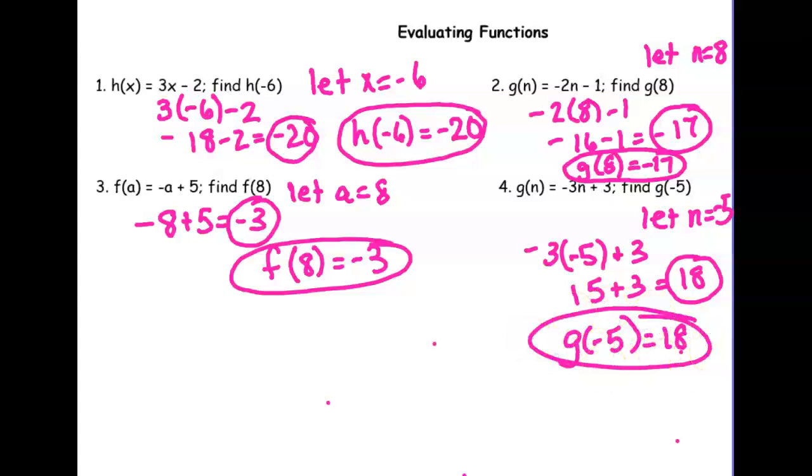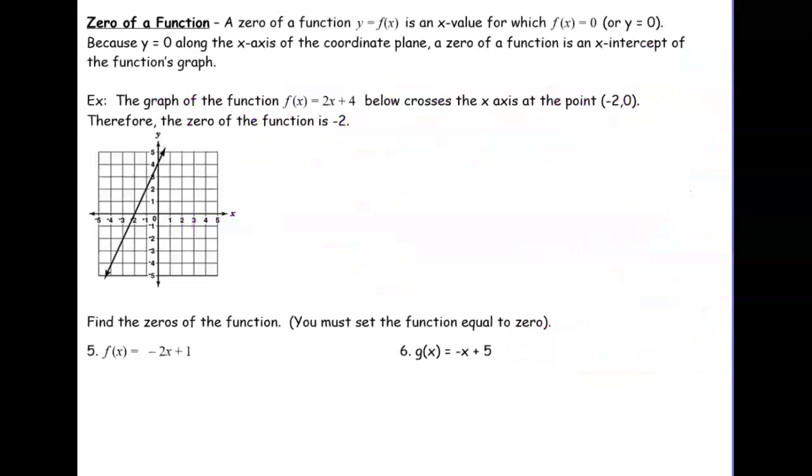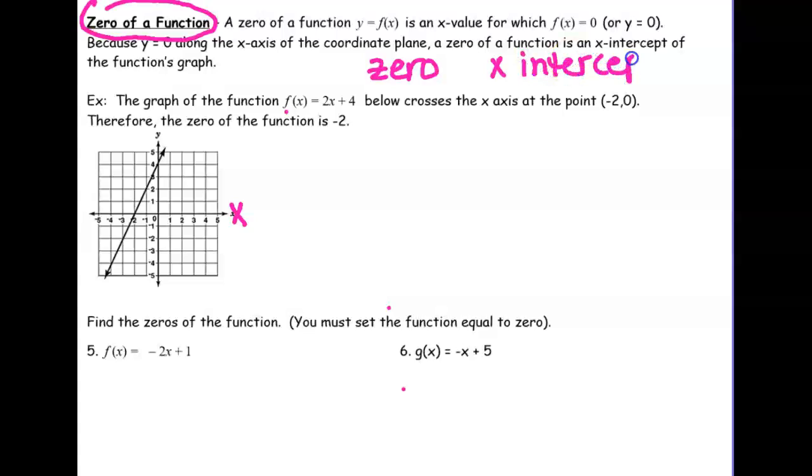Okay, so the next topic we're going to talk about is what's called the zero of a function. A zero of a function is the x value for which the output equals 0, or y equals 0. Because y equals 0 along the x-axis, the zero of the function is also known as the x-intercept. So it's where it is crossing the x-axis.